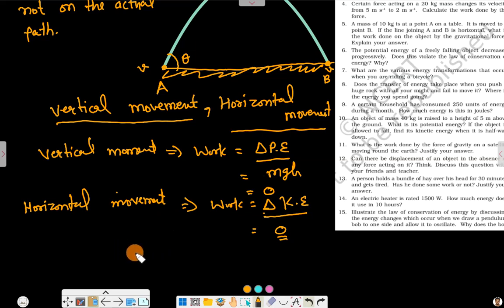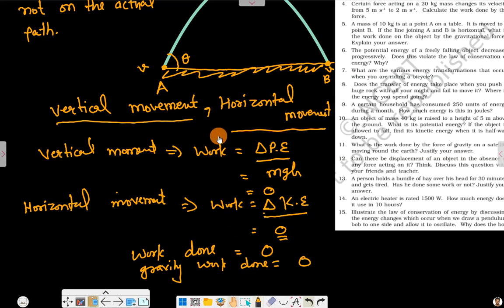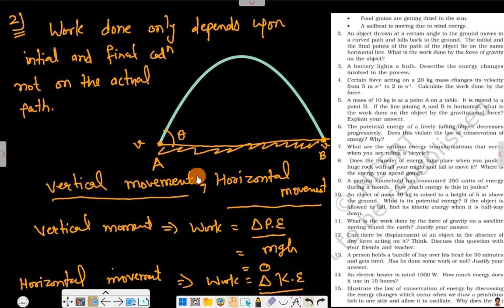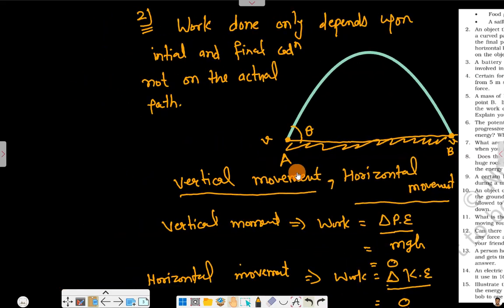So the total work done, or the work done by gravity, is also 0. This is one method. Now I will show you another method by which you can calculate, and the answer will again be 0.